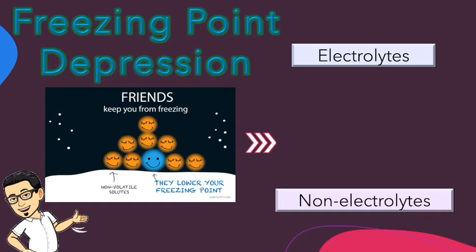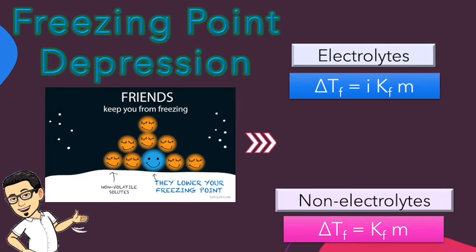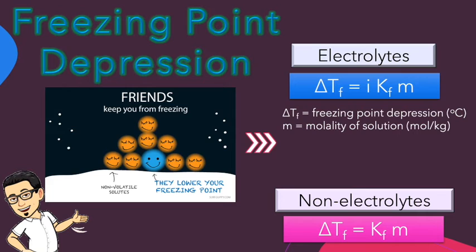The equation describing the change in freezing point from pure solvent to solution is, in this equation, delta T sub F is the freezing point depression. The decrease in freezing point is proportional to the molar concentration M of the solute present in the solution.